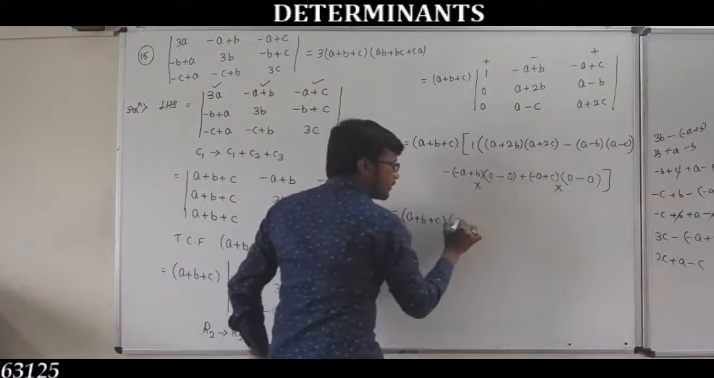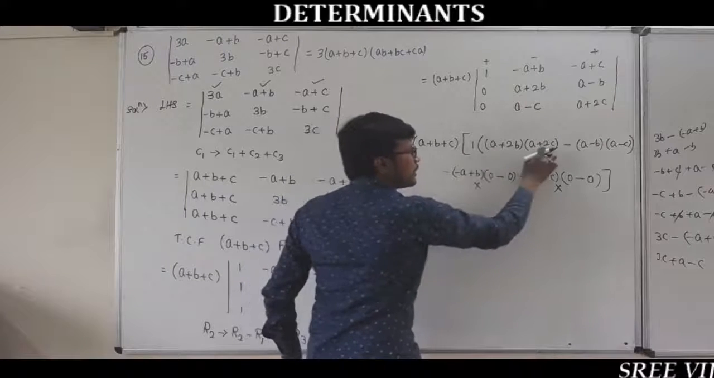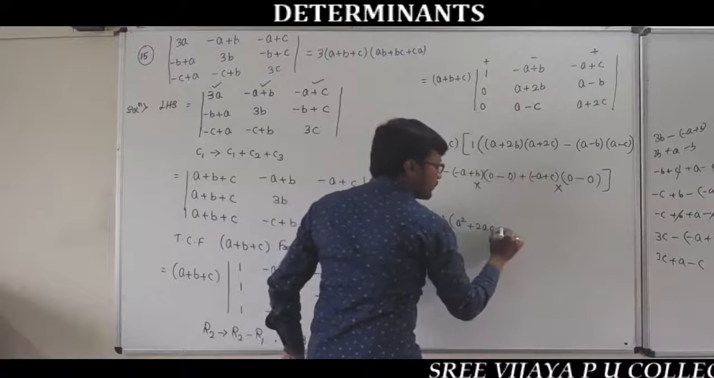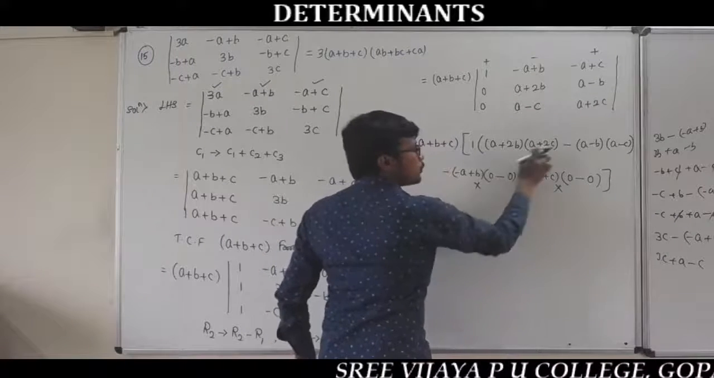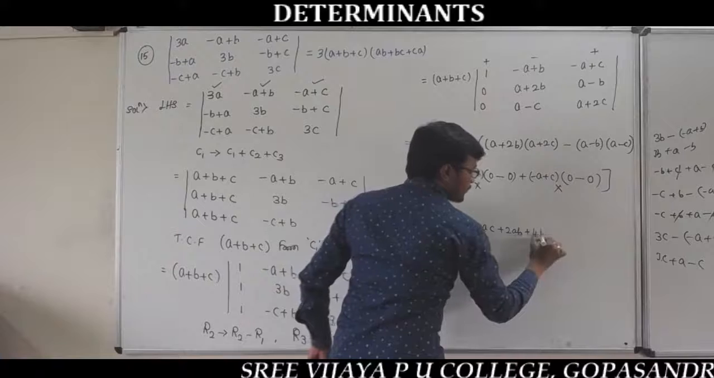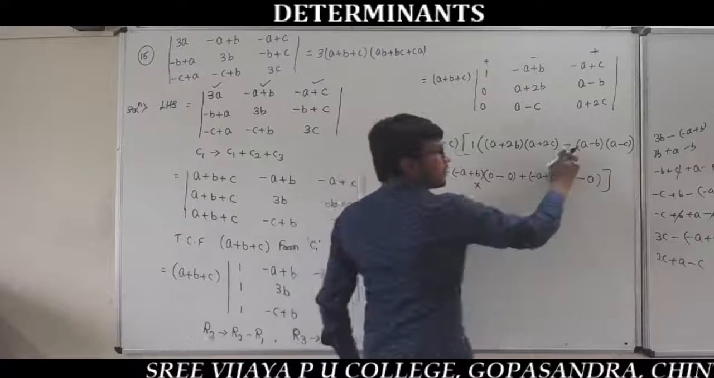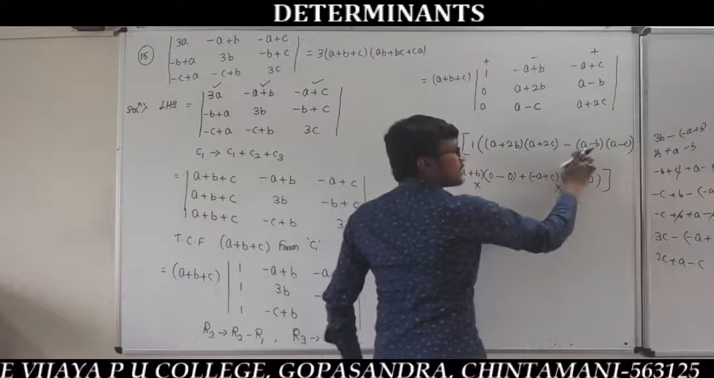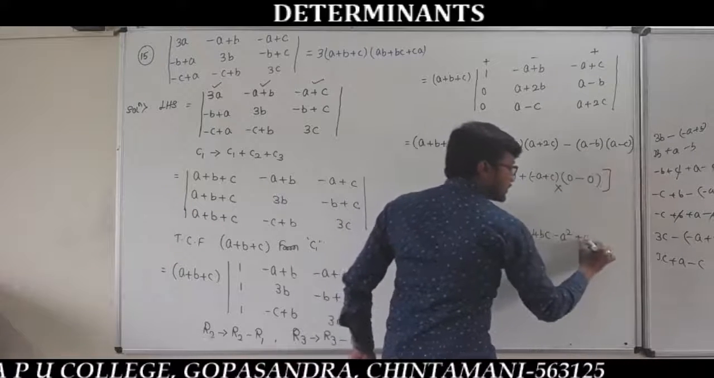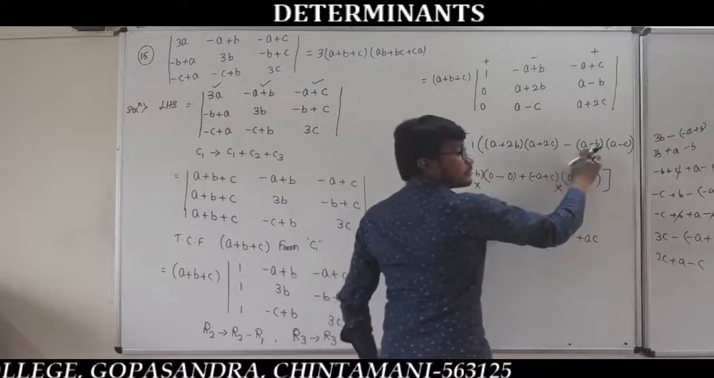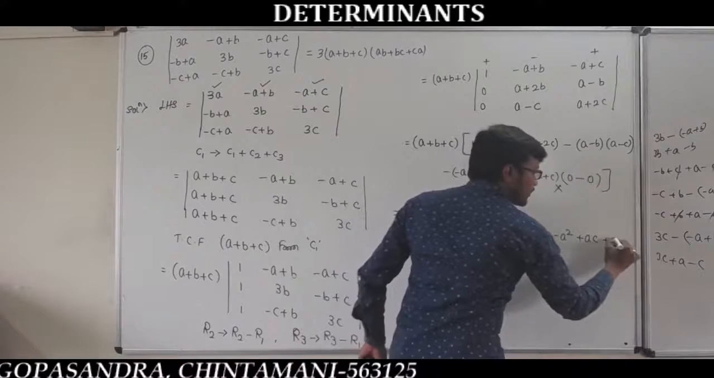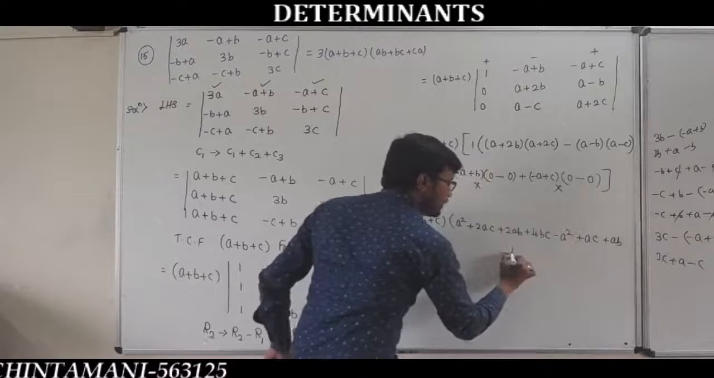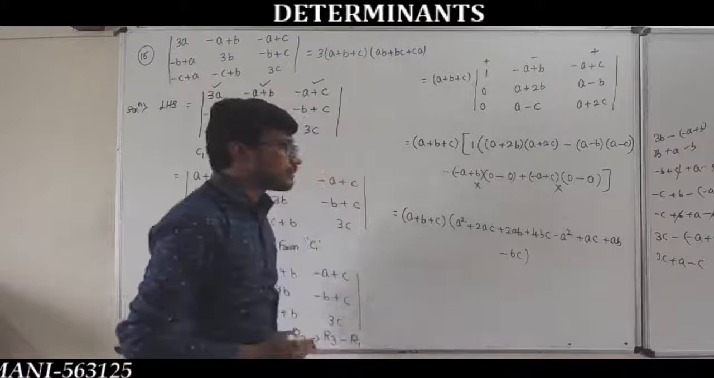So A into A is A square, A into 2C is 2AC, 2B into A is 2AB, 2B into 2C is 4 times BC. Next, minus A into A, minus A square, minus A into minus C. So minus into minus becomes plus AC. Minus into minus plus B into A, AB. Minus into minus plus, again plus into minus B into C is minus BC. So these are the remaining terms.